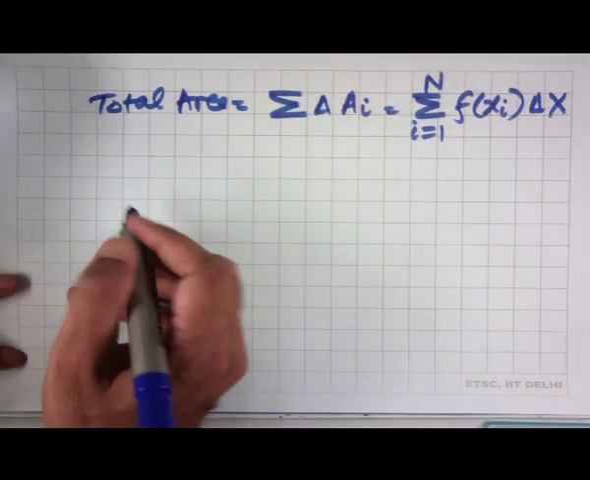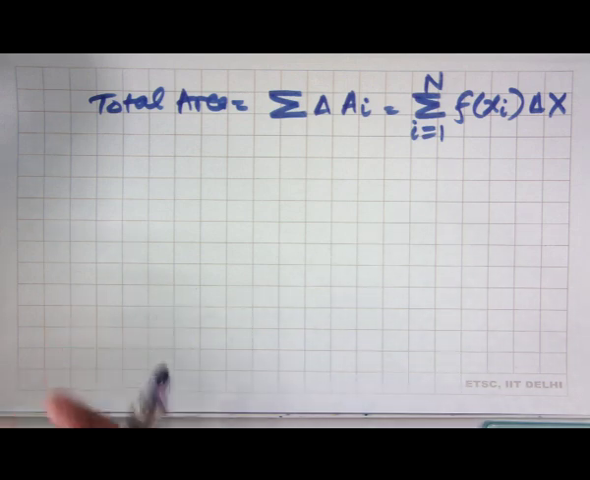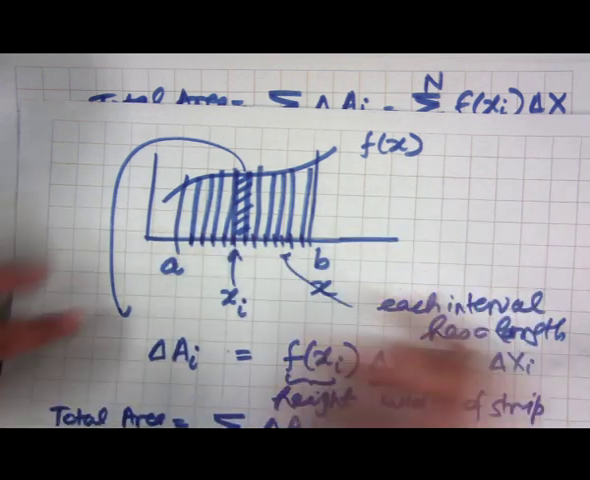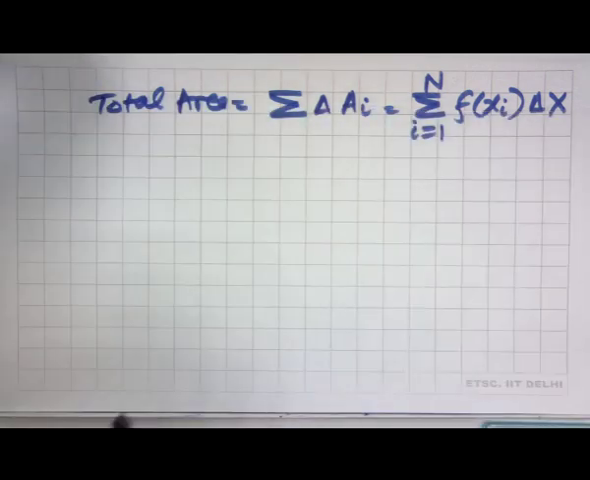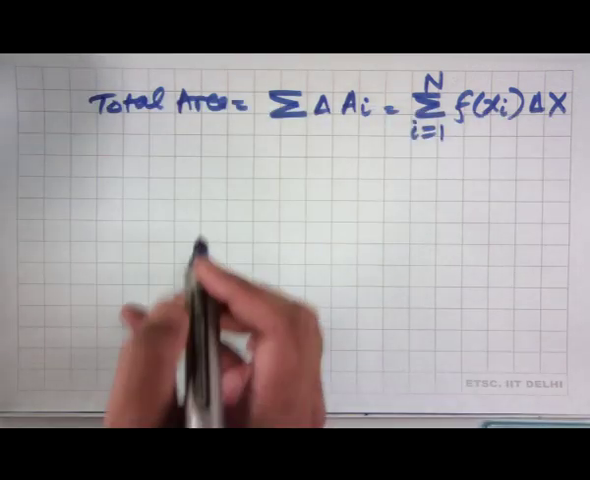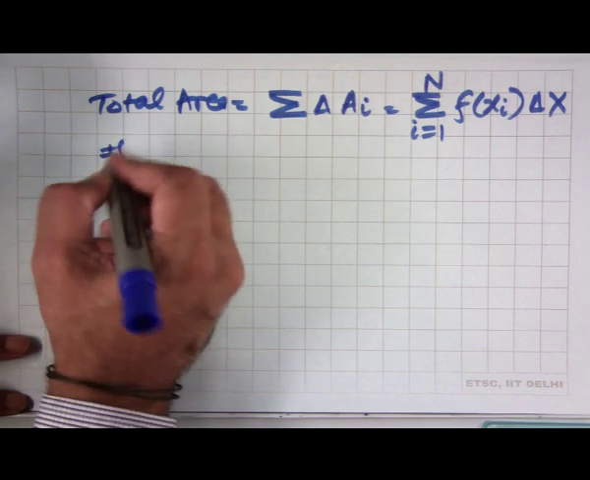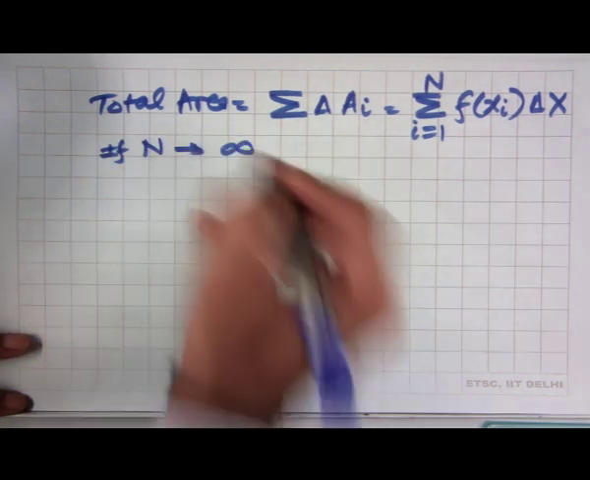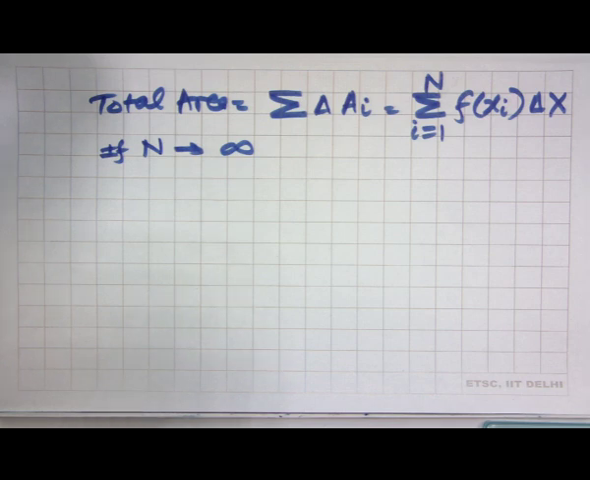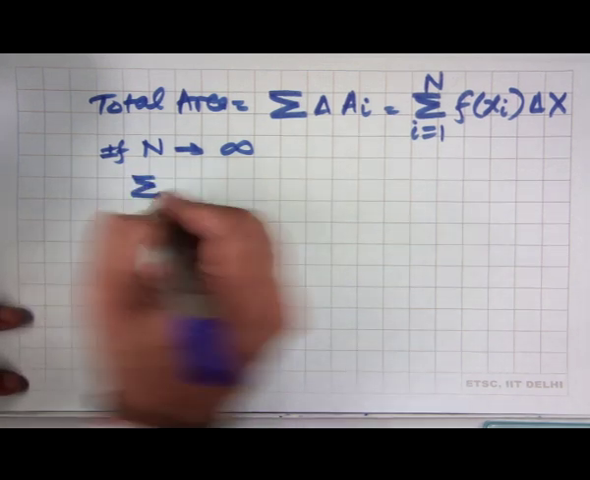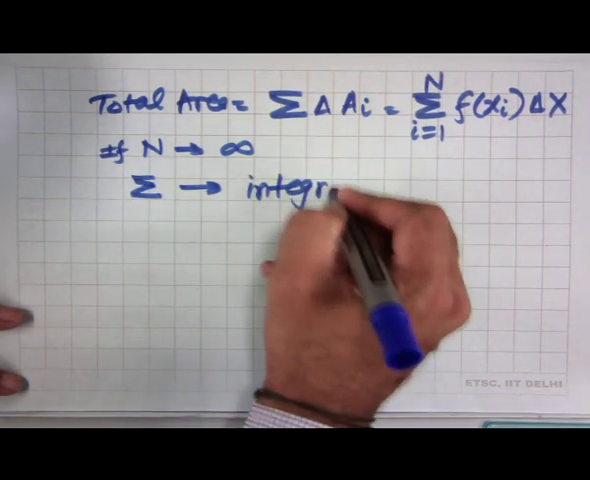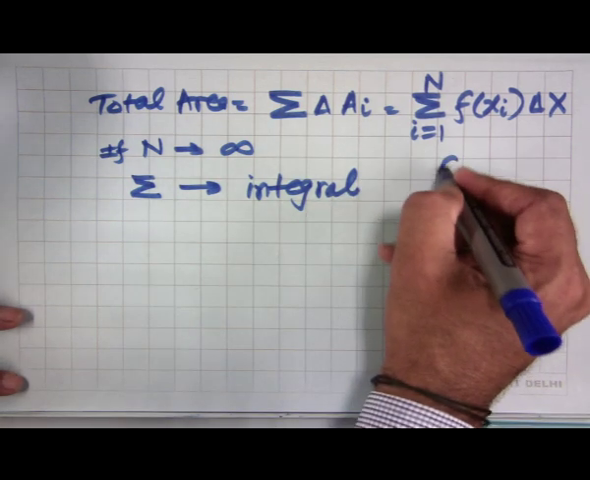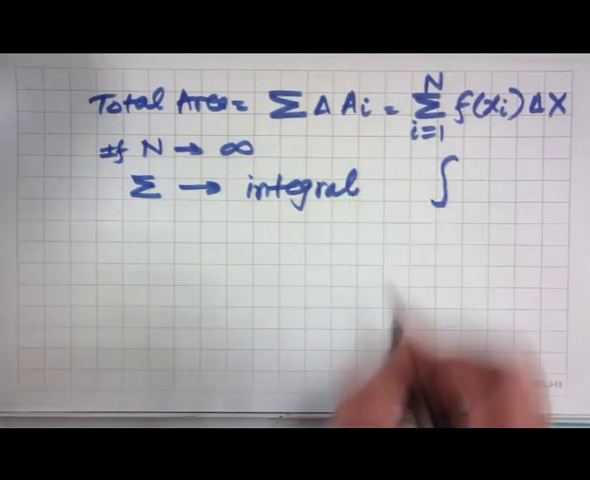Now, if we want all this summation of area to match the exact area, we should make these rectangles smaller and smaller. So to do this, we say n tends to infinity, that means n becomes very large, and then the summation sign which we have, we call this the integral, and we use a symbol which is like an elongated S.